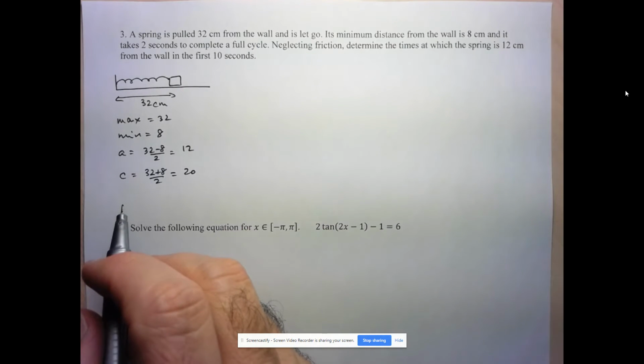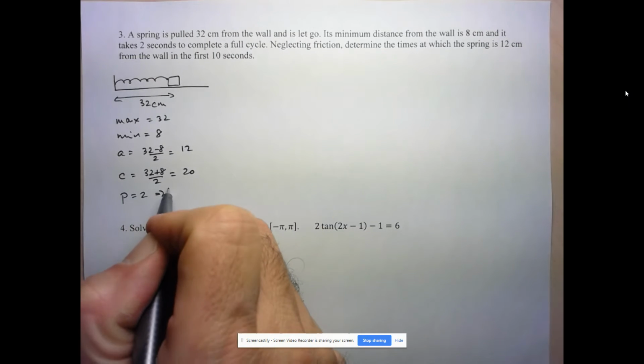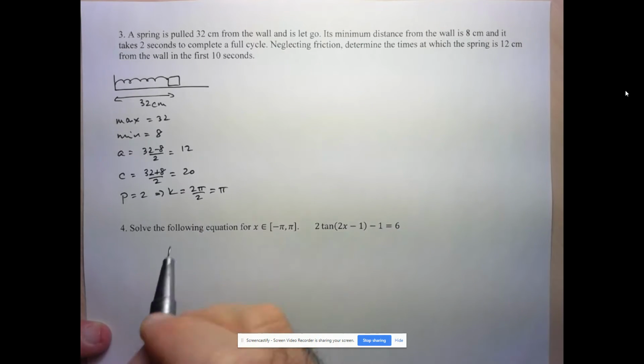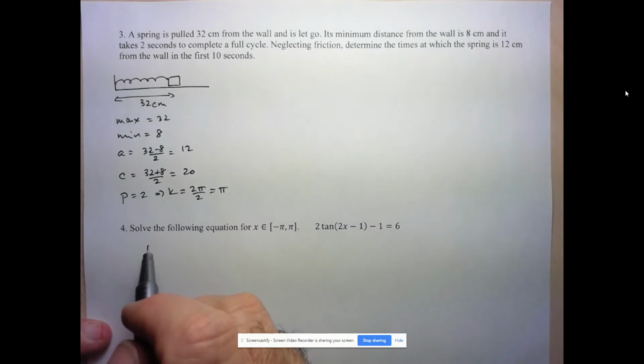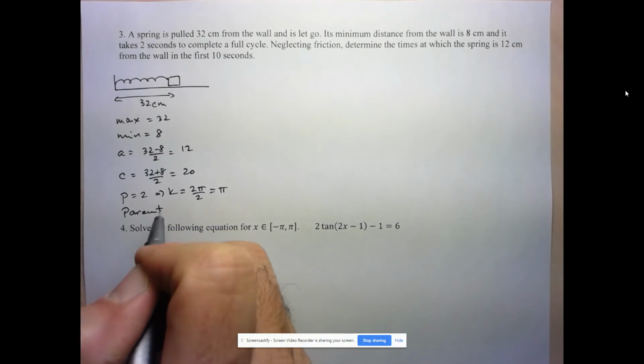We know that the period is equal to 2, so that means that the k value is just 2 pi divided by the period, so just pi. And let's determine what parent function we're going to need to solve this.